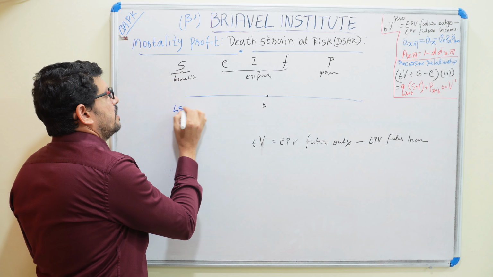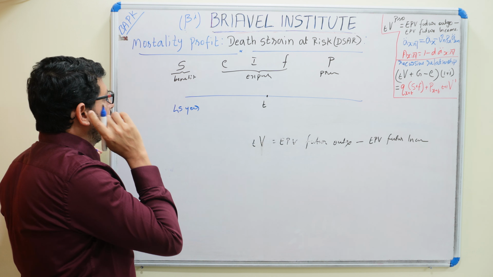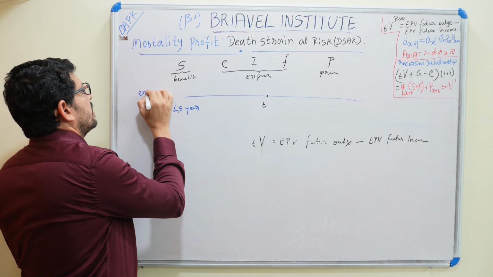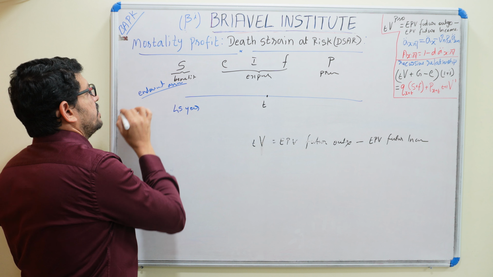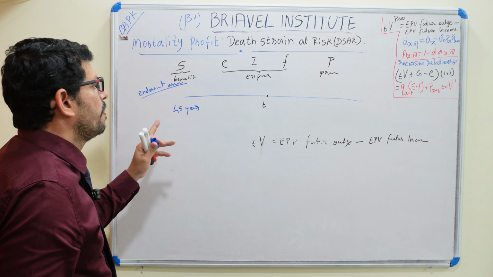A 45-year-old person has taken an endowment assurance. The endowment assurance is only taken for 25 years, so his term is 25 years, up to age 70.